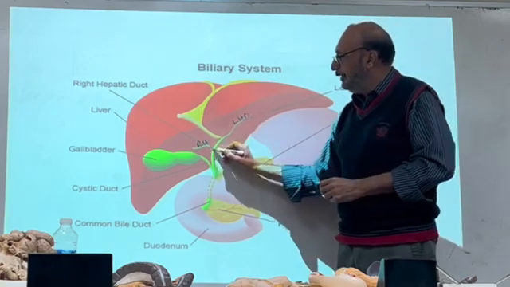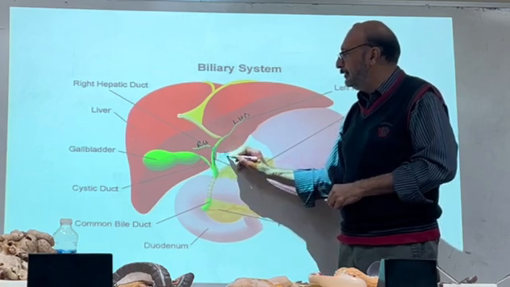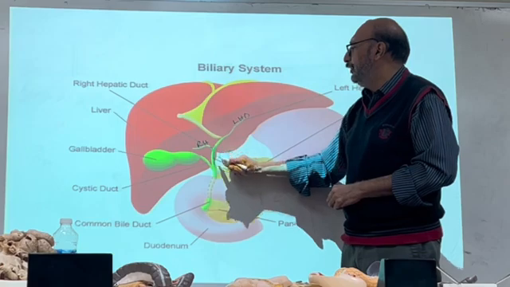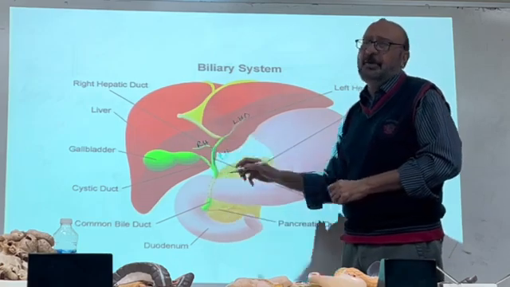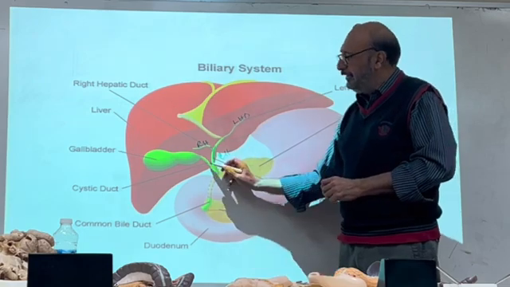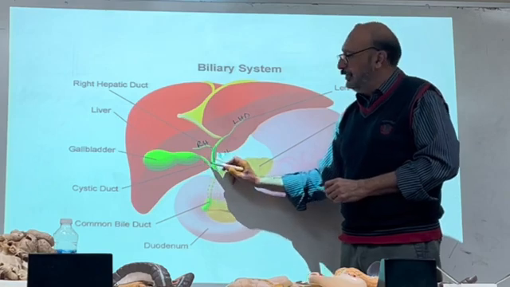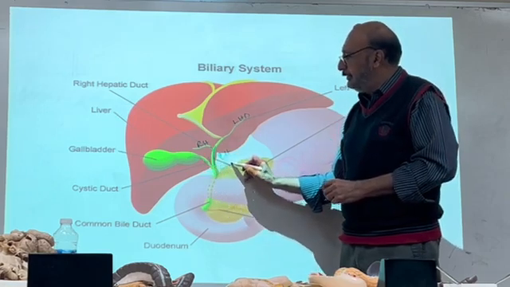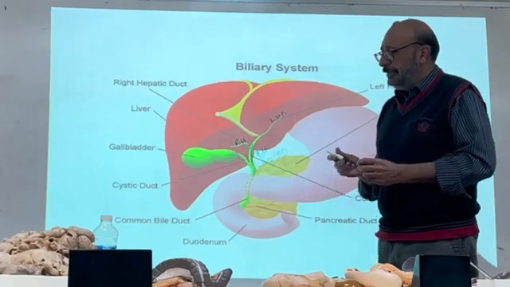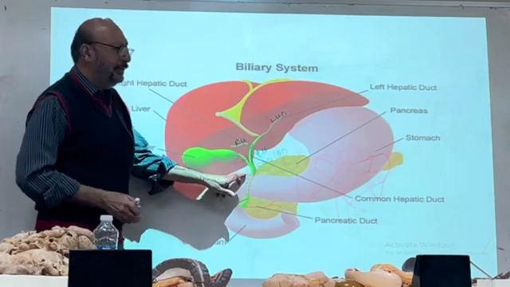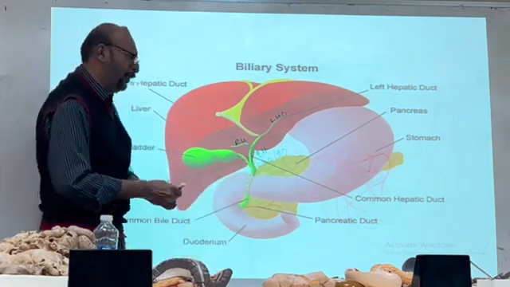Both of them combine here, and they make the common bile duct, or sorry, common hepatic. Right hepatic, left hepatic, they will make the common hepatic. The common hepatic will join the duct of the gallbladder, the cystic duct, to make the common bile duct, or clinically we can say bile duct, no problem. Then it will come behind the duodenum and it will enter at this ampulla.